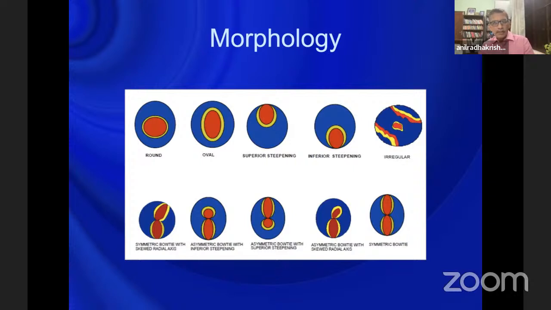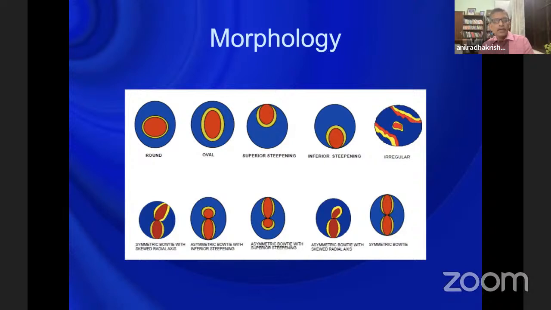Then these are the important things. A lot of these people can have asymmetric bow tie. When you have astigmatism, normally you have two bows of the tie which are symmetric and in one line, while sometimes it can be slightly asymmetric, when we call it an asymmetric bow tie pattern. If the larger part of the bow is down, you call it asymmetric bow tie with inferior steepening. If this is up, you call it asymmetric bow tie with superior steepening.